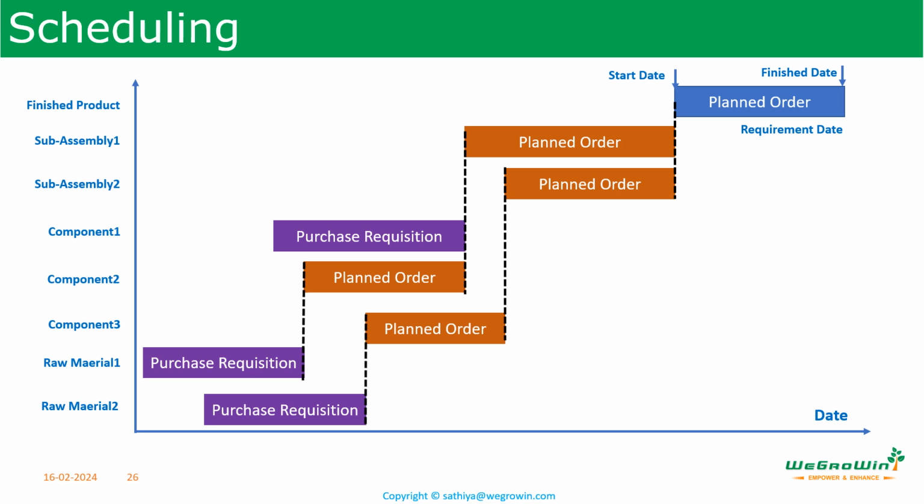Now this is the planned order for sub-assembly 2, where it is produced from component 3 that is available on the date. So for component 3 there is a requirement, and for that raw material 2 is required, and a purchase requisition is there. See the link, how the bill of material is linked. These things also show how the planned order dates are added. This is how the scheduling will happen in the system.